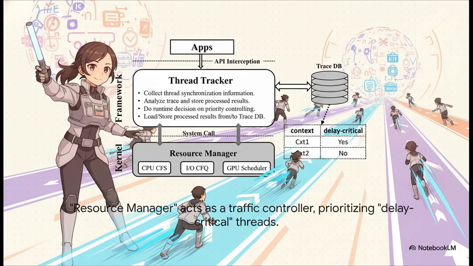You have a smart resource manager that's acting like a super intelligent traffic cop. It can spot the tasks that are absolutely critical for a smooth experience for you. It calls them delay critical, and it shuffles them right into that fast lane, making sure they get all the power they need exactly when they need it.